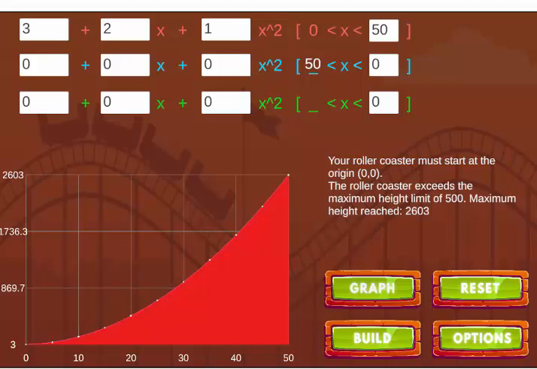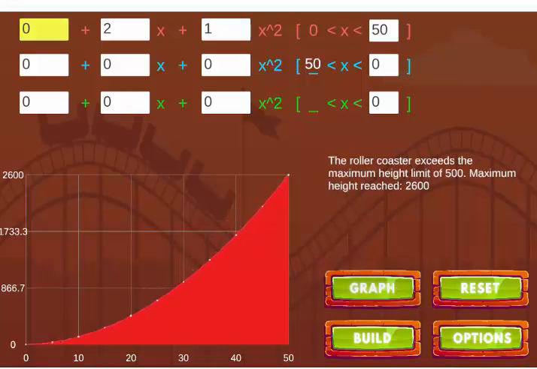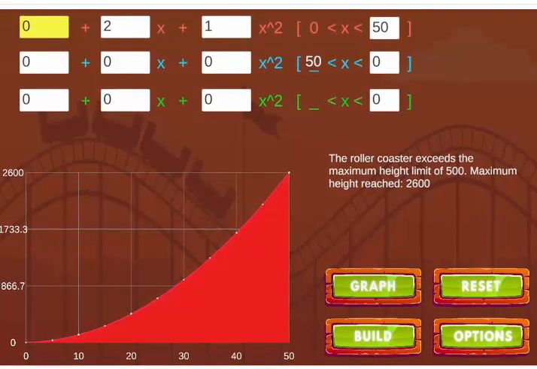We have a smooth curve, but it doesn't start at the origin, 0, 0, and again, it's only going up. We fixed the first issue. It does start at the origin, but it looks like we'll also have to fix the quadratic coefficient.